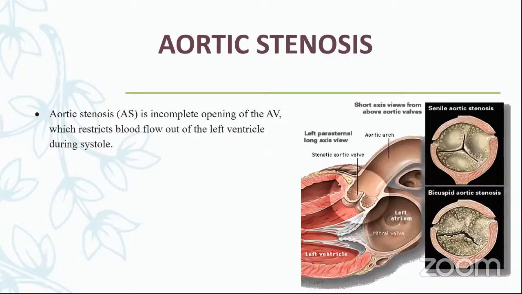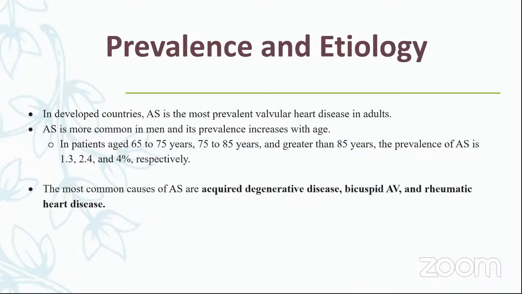Now we will start with the diseases of the aortic valve. We will start first with aortic stenosis. Aortic stenosis, as you know, is incomplete opening of the aortic valve, which restricts the blood flow out of the left ventricle during systole. Regarding the prevalence and etiology of aortic stenosis, in developed countries AS is the most prevalent valvular heart disease in adults. It is more common in men, and its prevalence increases with age.